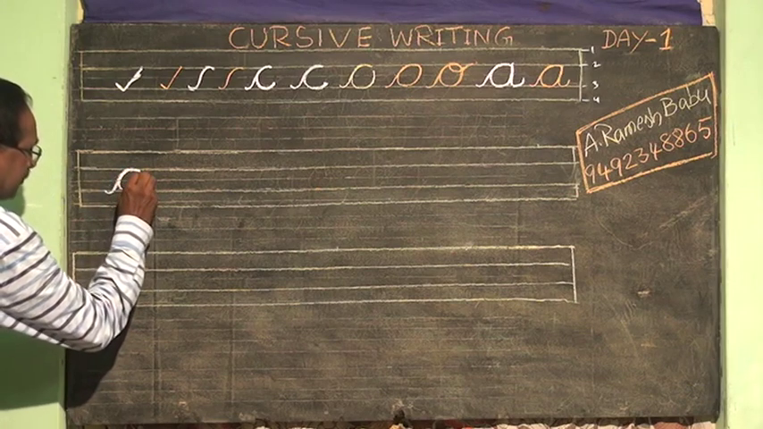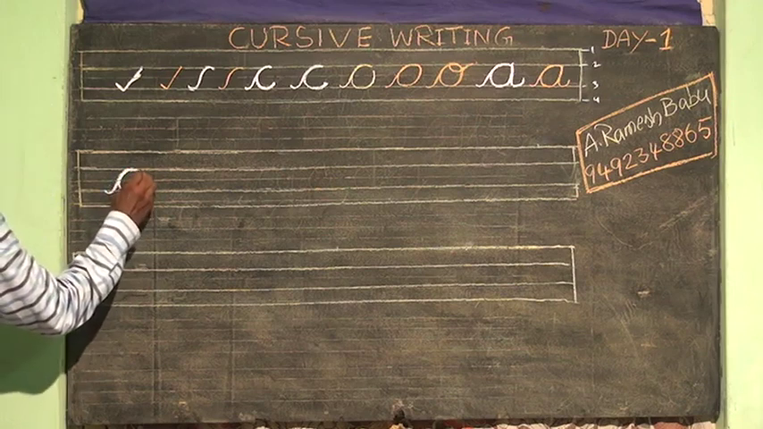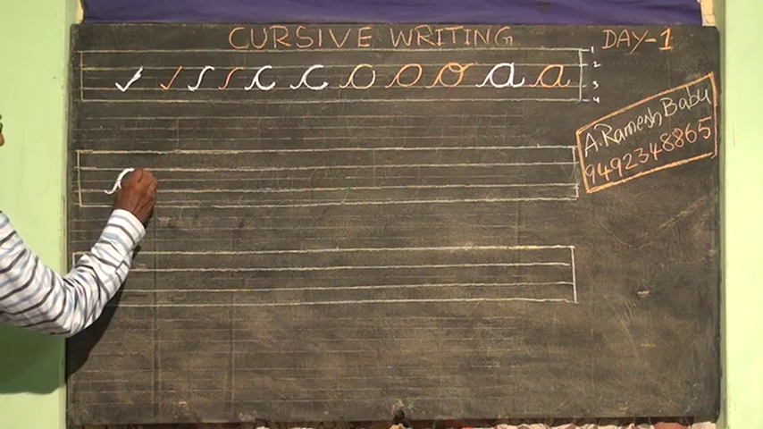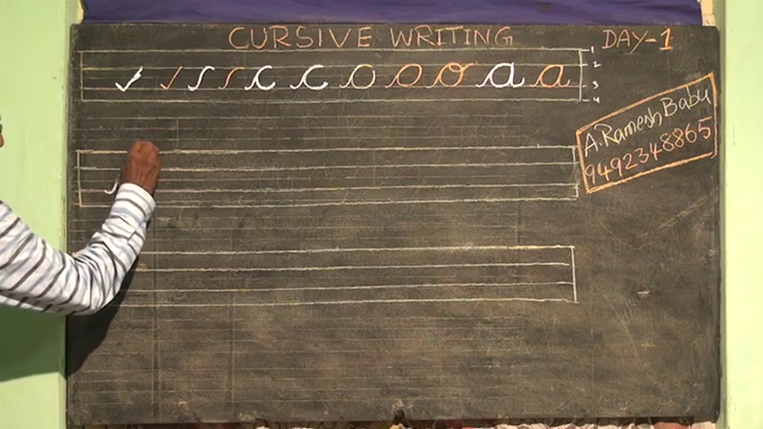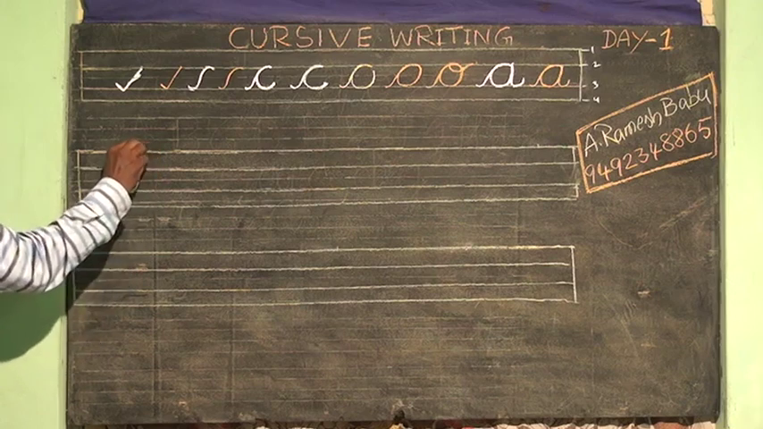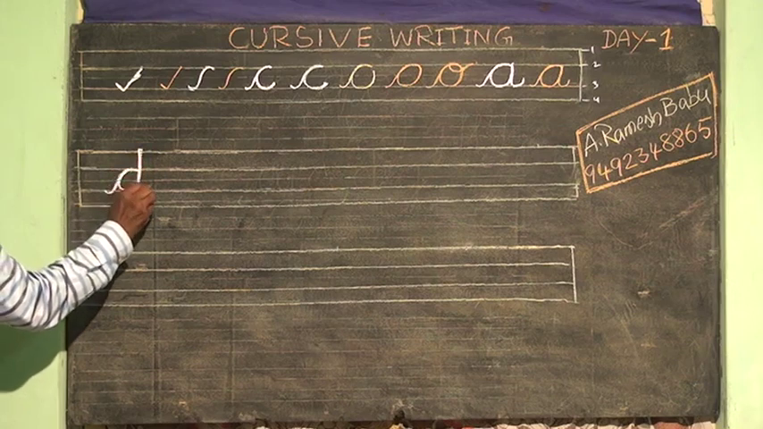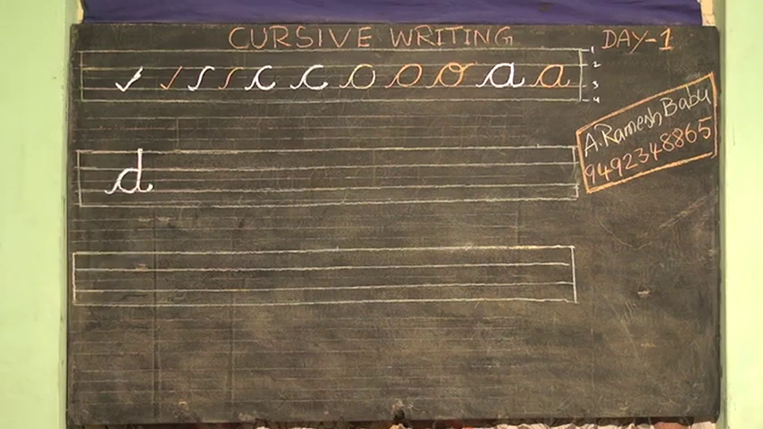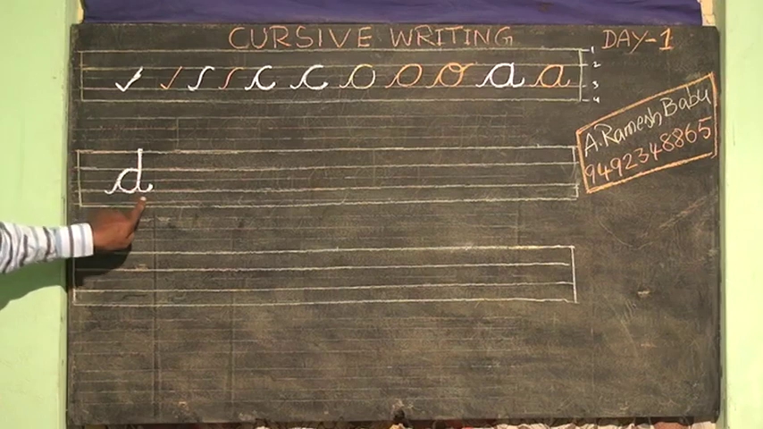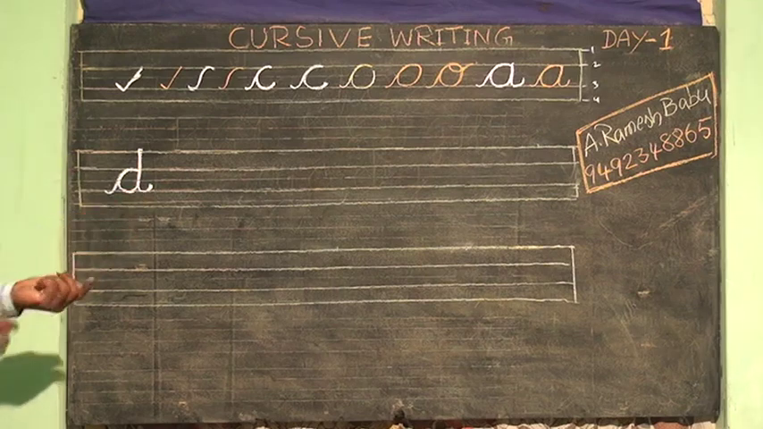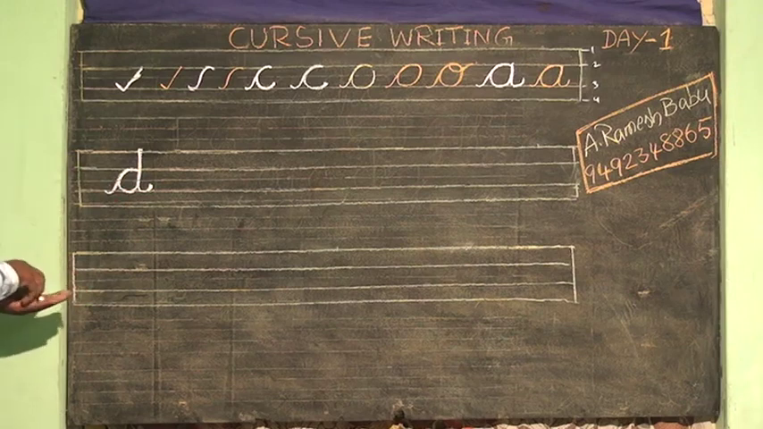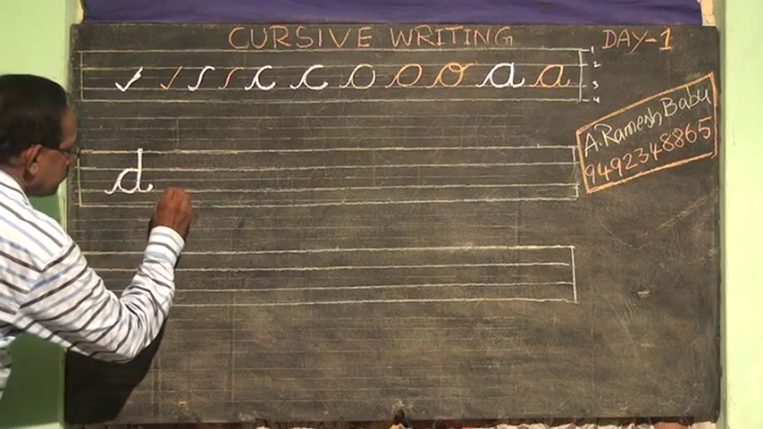Here the circle is there. From the circle you draw the line upwards. Upwards means you touch the top line. On that line only you have to come down. Same line you have to come down here. Now make a curve here, D. So that is the way of writing D, small d. Again I write here. Observe now how I am writing here.